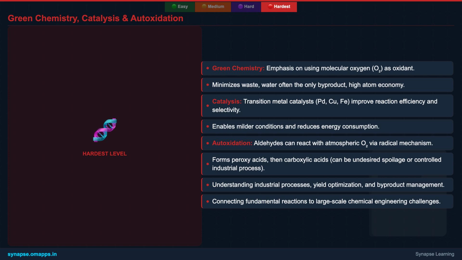Even autooxidation, the spontaneous oxidation of aldehydes in air via a radical mechanism, while often undesirable for product spoilage, can be harnessed in specific industrial contexts. Understanding these broader implications, from precise laboratory reagents to large-scale green industrial processes, is what truly sets apart a JEE Advanced aspirant. It's about seeing the bigger picture of chemical transformations and their impact.